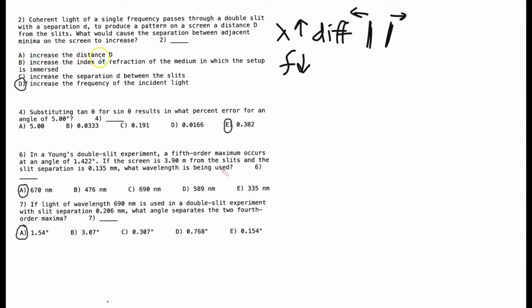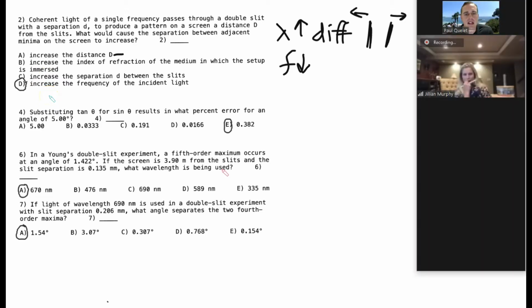Other choices are increase the distance D. So if you increase the distance D, the angle stays the same, but I think the distance between the points would also increase. Increase the index of refraction of the medium. So if you increase the index of refraction of the medium where the setup is immersed, the light has the same amount of diffraction, but just moves slower. So it's not going to be B.